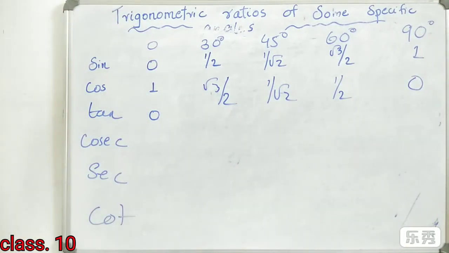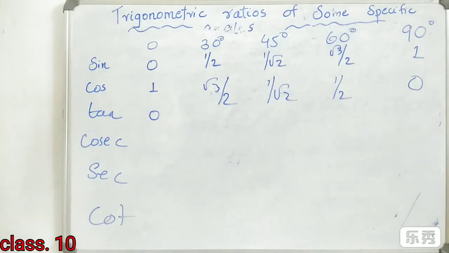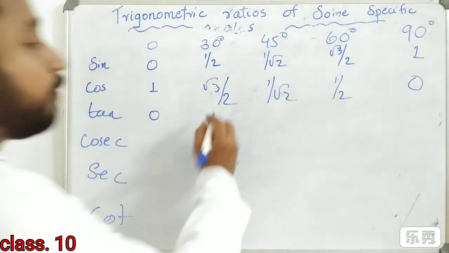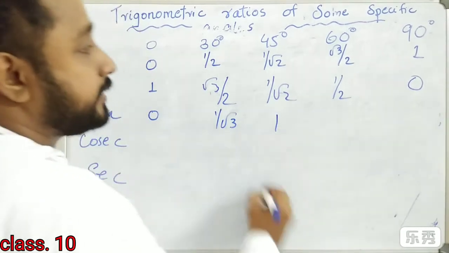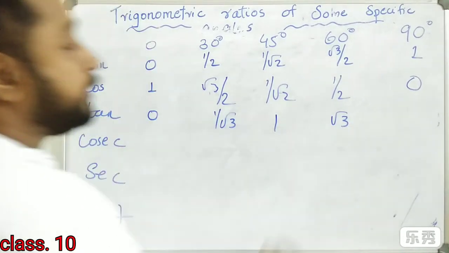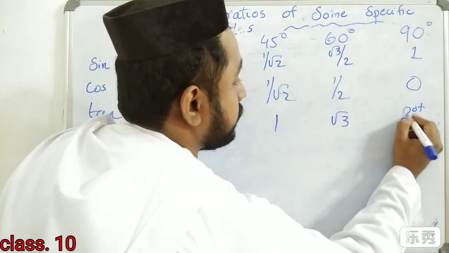Tan 0 is 0 by 1, which is 0. Then tan 30 means 1 by root 3, tan 45 is 1, tan 60 is root 3, and tan 90 is not defined.